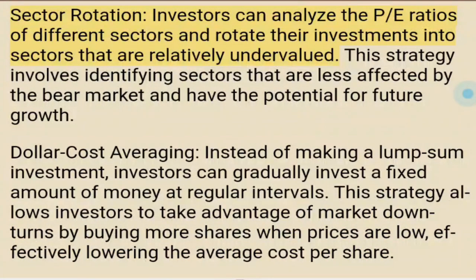Sector rotation. Investors can analyze the P/E ratios of different sectors and rotate their investments into sectors that are relatively undervalued. This strategy involves identifying sectors that are less affected by the bear market and have the potential for future growth. Dollar cost averaging. Instead of making a lump sum investment, investors can gradually invest a fixed amount of money at regular intervals. This strategy allows investors to take advantage of market downturns by buying more shares when prices are low, effectively lowering the average cost per share.